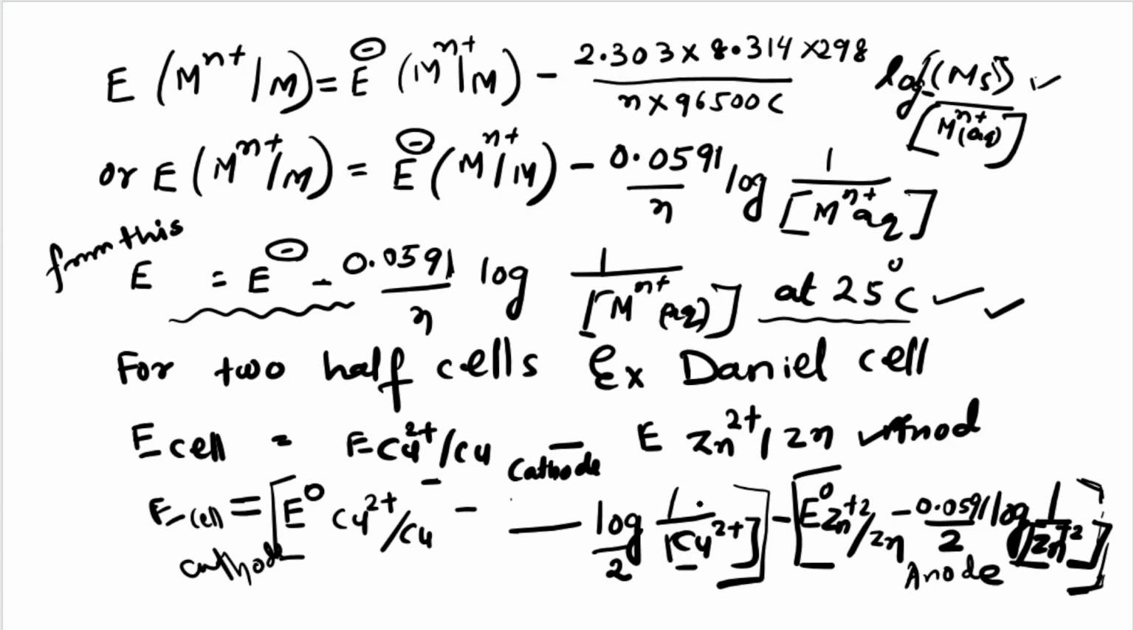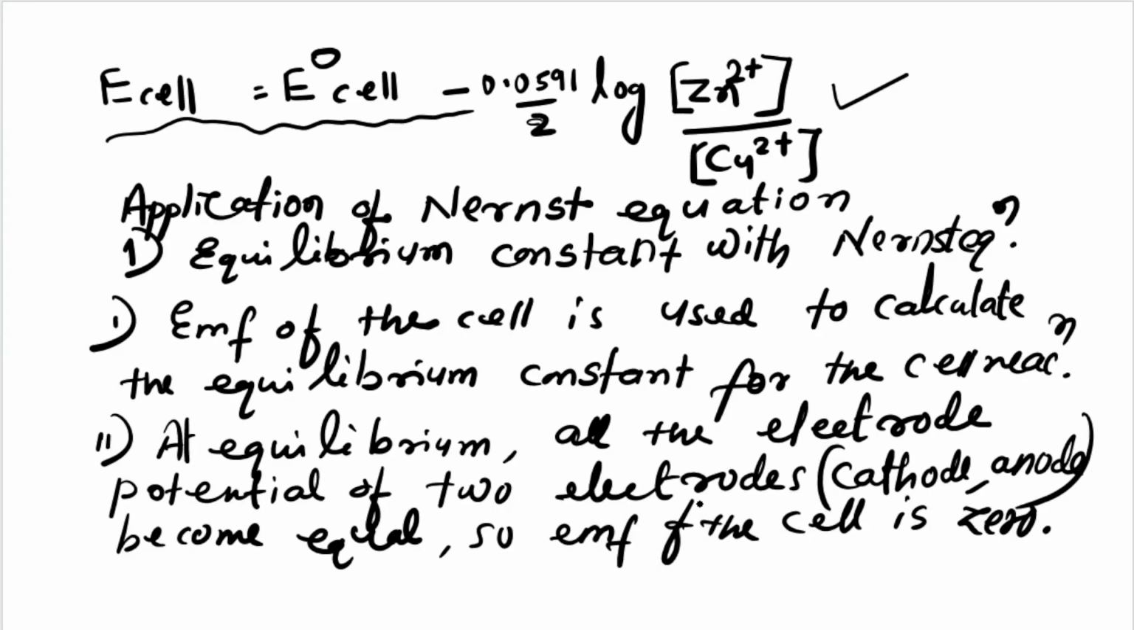So when you come to this, what is the application of the Nernst equation? In the Nernst equation, E cell is there and E0 cell is there. That means simply the standard potential is there, simply the electrode potential is there, you will see the number of electrons used, and then you will see the molar concentration of both the cathode and anode ions.